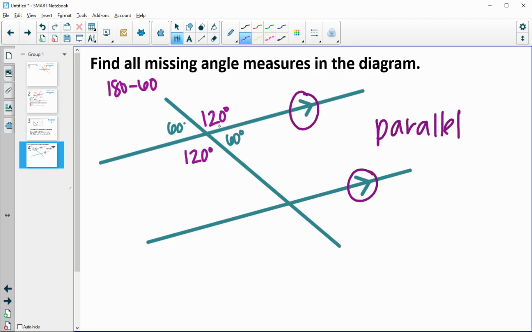And then if we think about translating these down, if we could just pick these up and move them, what they land on would be equal to each other. So if I just slide this line down, the 120 lands here and here, and the 60s land here and here. So you can think of just picking that up and moving it down.